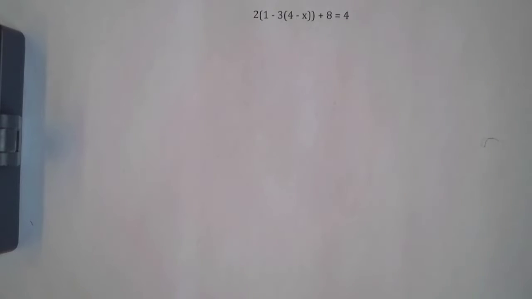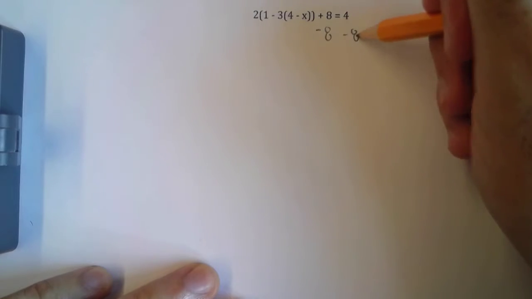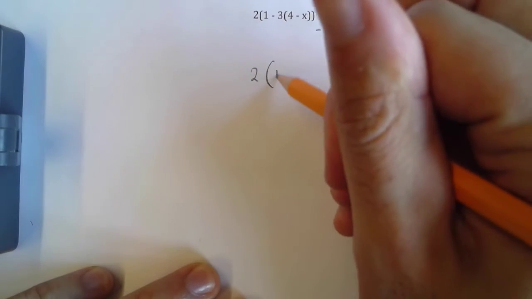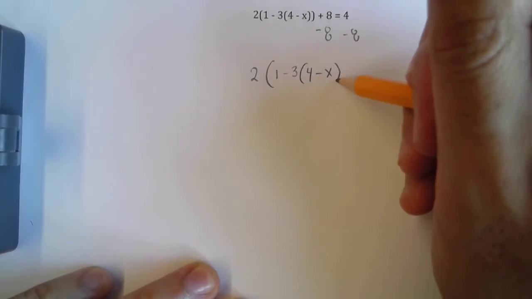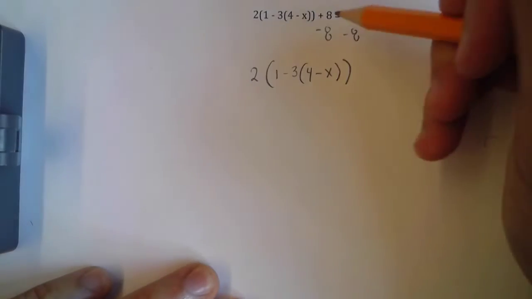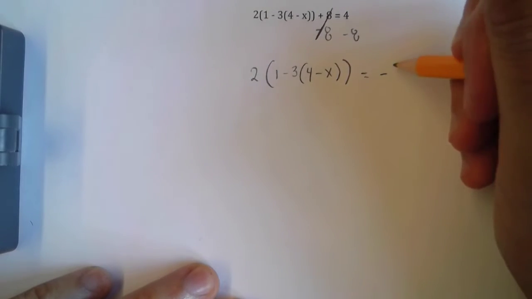So for this one, I'm going to start off simply by subtracting 8 from both sides. We're left with 2 open parentheses, 1 minus 3 open parentheses, 4 minus x, close parentheses, because these will cancel out, is equal to 4 minus 8, which is equal to negative 4.